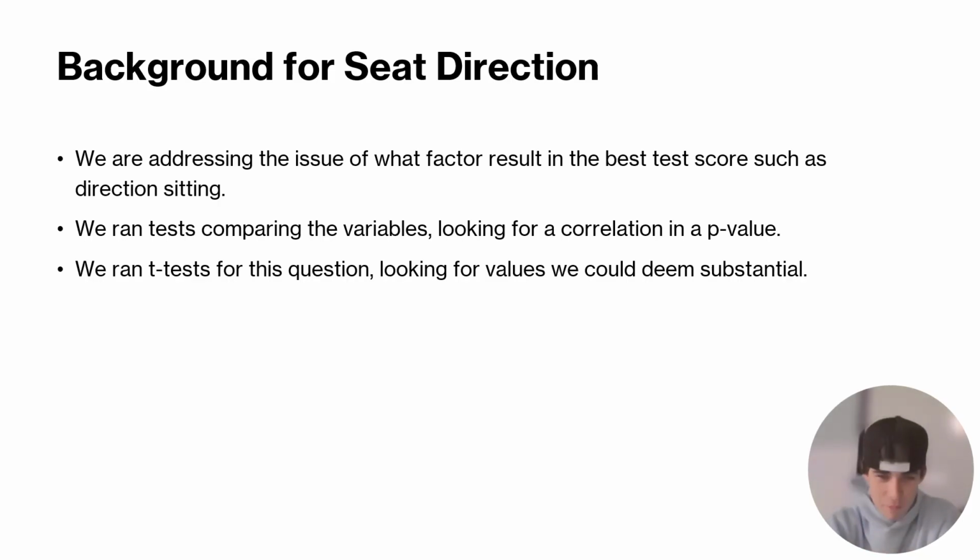All right, so this is the background for seat direction. We're going to be addressing the issue of what factor results in the best test score, such as direction sitting. And so we ran tests comparing the variables looking for a correlation and a p-value. And then we ran tests for this question looking for values we could deem substantial.